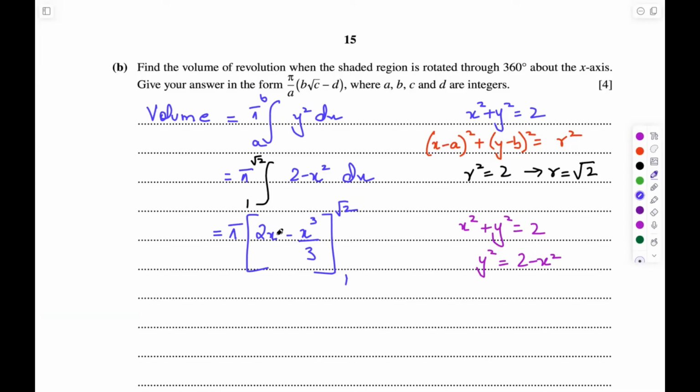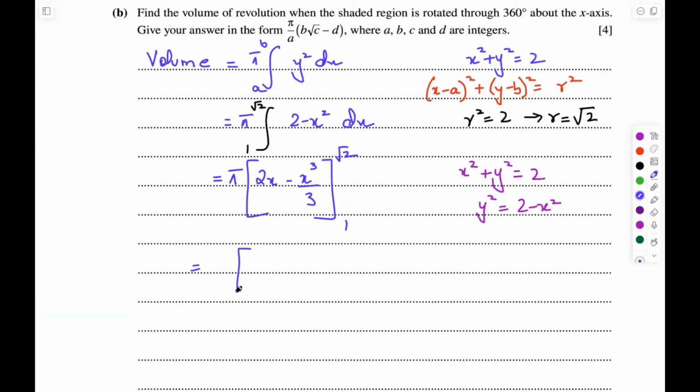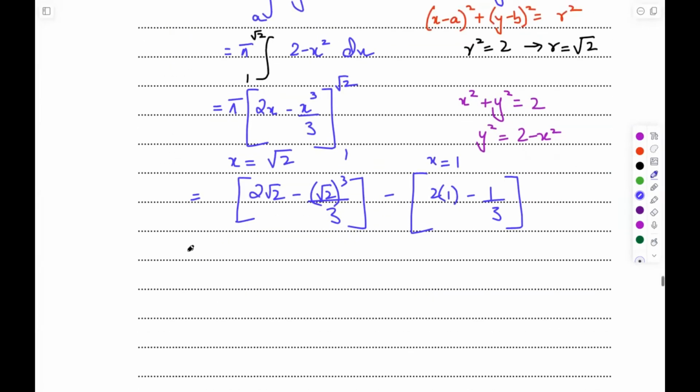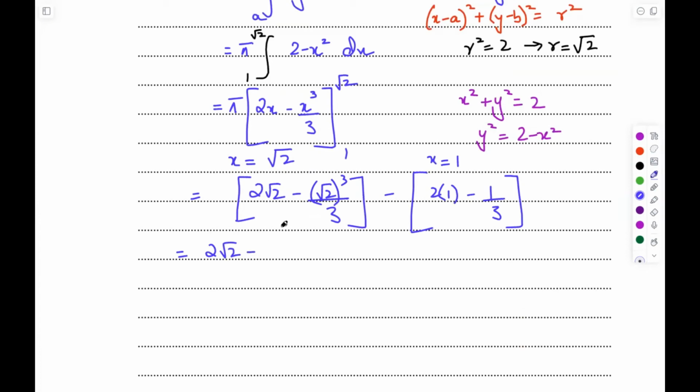Now substituting x equals square root of 2, that will become 2 square root of 2 minus (square root of 2) whole cube upon 3. And then substituting x equals 1, which is the lower limit, this will become 2 into 1 minus 1 cubed upon 3, which will be equal to 1 upon 3. Now simplifying this, we'll get 2 square root of 2 minus, and 2 square root of 2 can be written as 2 to the power 3 upon 2. So this will become minus 2 to the power 3 upon 2 upon 3, minus, and 2 minus 1 upon 3 will become 3 times 2, which is 6, 6 minus 1 is 5. So this will be 5 upon 3.